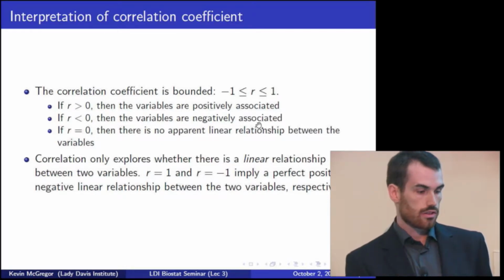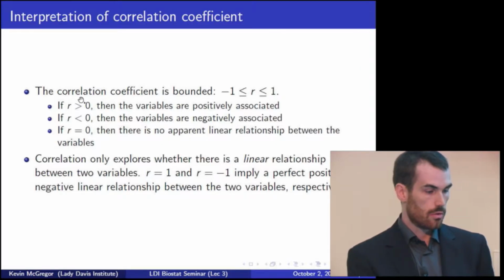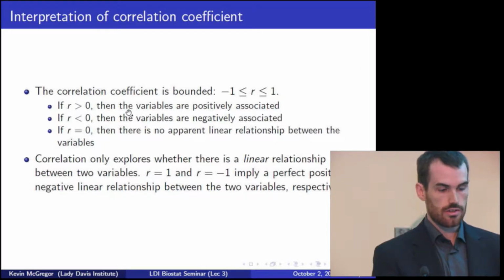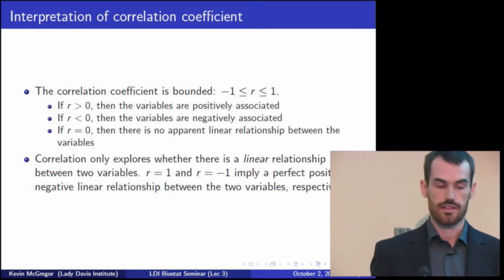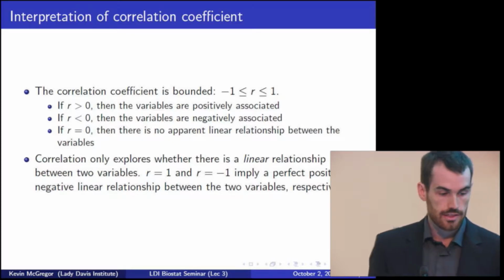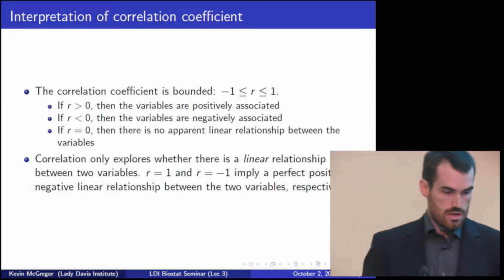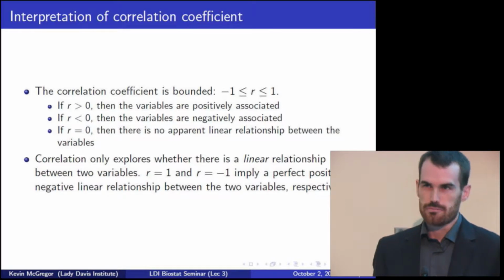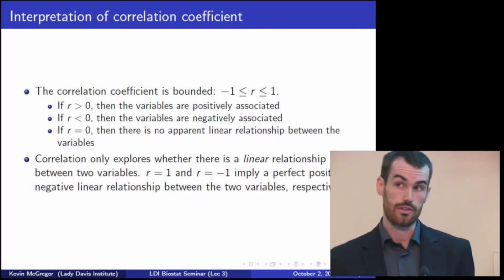So when we scale this coefficient down, it turns out that it falls between the values -1 and 1. So just a recap, if R is greater than 0, then we have a positive association between x and y. So as x increases, y tends to increase as well. And if R is less than 0, then we have a negative association or an inverse relationship. If R is equal to 0, then things get a little bit more complicated. We can't say a whole lot about the relationship between the variables if R is equal to 0. The only thing we really can say is that we have not found any sort of apparent linear relationship between these two variables.